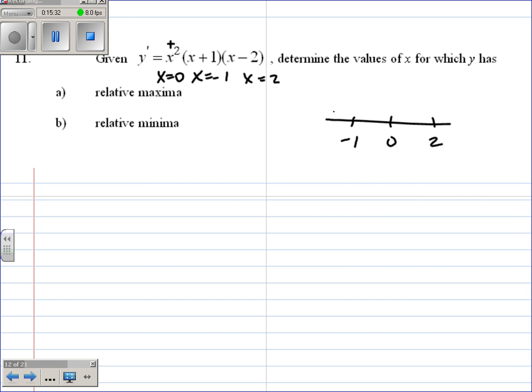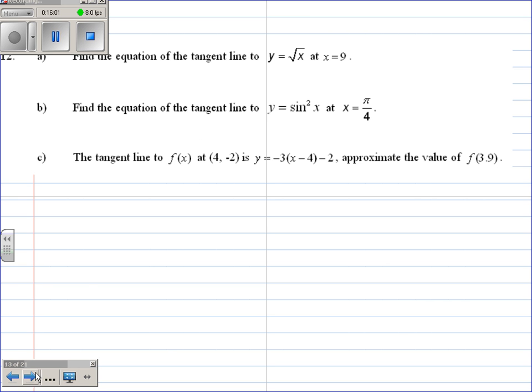Negative times negative is positive. -1/2 would be positive times negative, so negative. 1/2 would be positive times negative, so negative. And something bigger than 2 would be positive and positive, so positive. So we have increasing, decreasing, increasing. So your x, it just said the x value, so at x equals -1 is a relative max, and at x equals 2 there's a relative min.